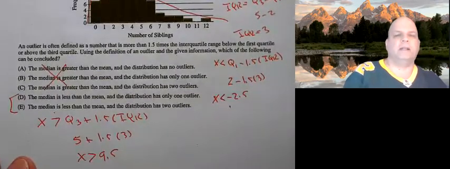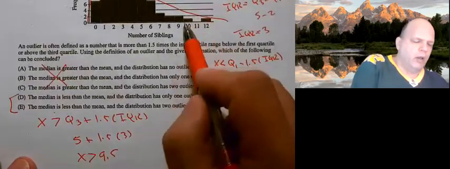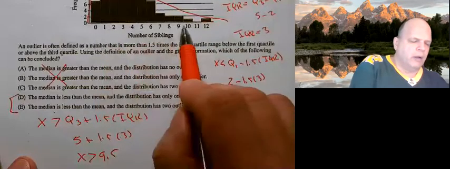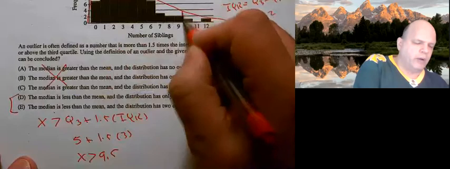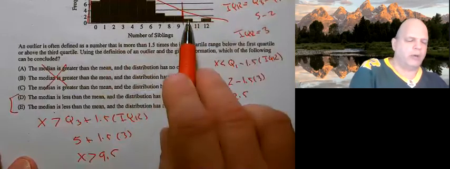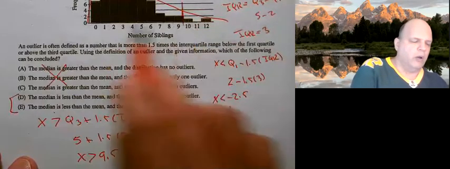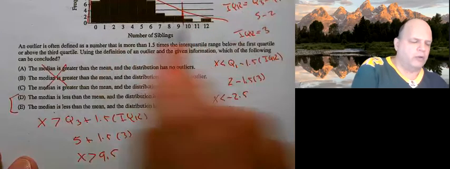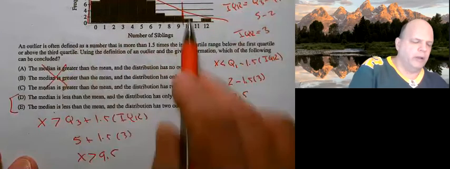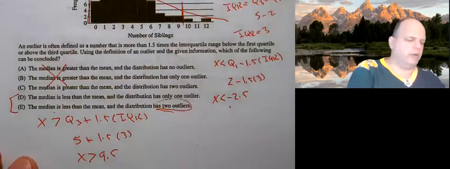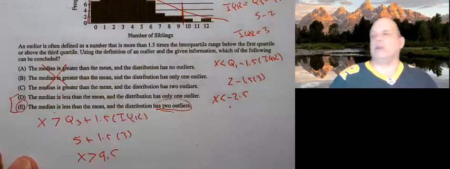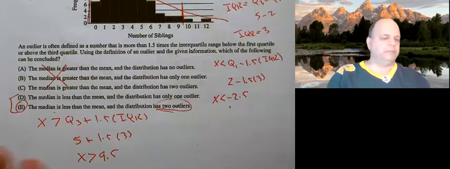All right. Well, 8.5, 9.5, so it has to be greater than this line. When I look here, I say, oh, I have two little bars, they come up to 1, so I have 2 outliers. My answer choice, 36, is E.